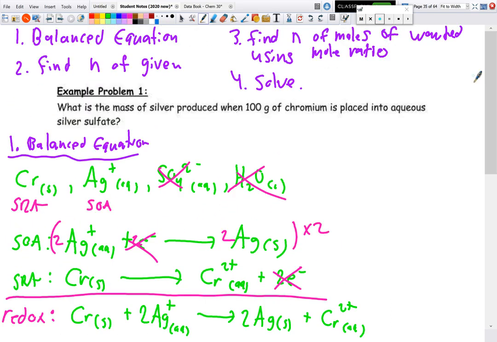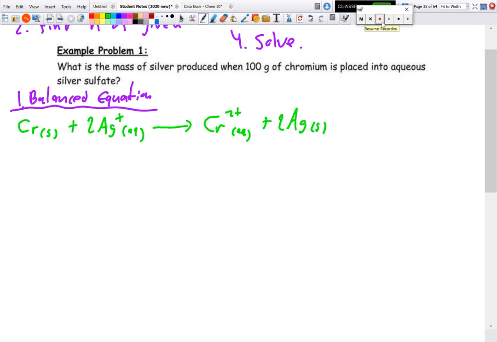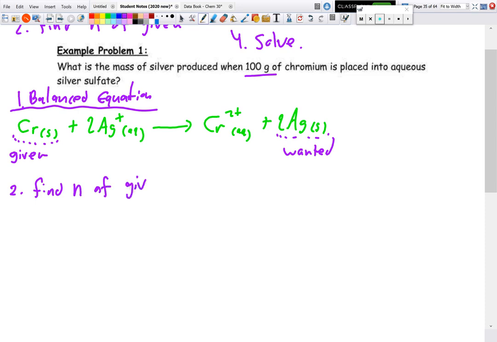So I know this is a lot of work, but we have step 1 done. Now I'm just going to erase all the work right here so I have a chance to do the rest, the last 3 steps. All right. So I just have this rewritten right here, and I erased all that work to get it into a balanced chemical equation. From reading our question, we can tell our chromium solid is our given because we're given 100 grams of chromium, and it's asking how much mass of silver is produced, and that is our wanted.